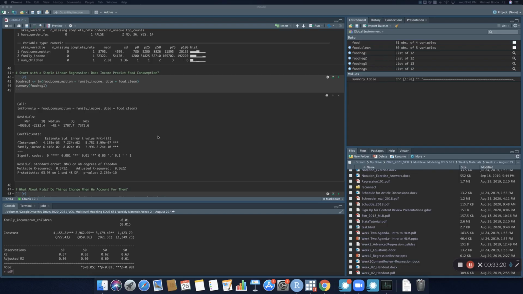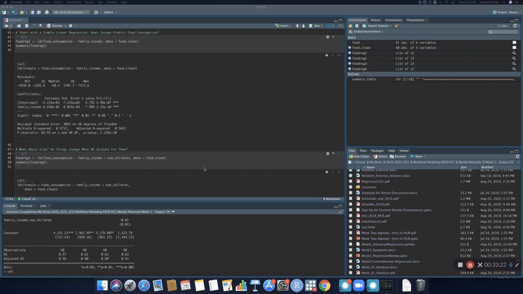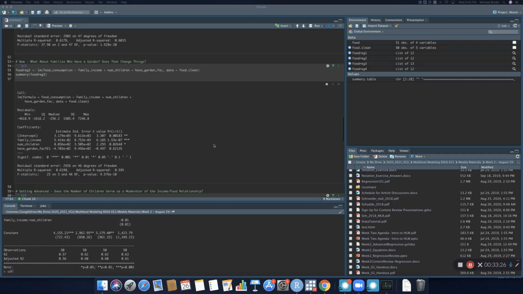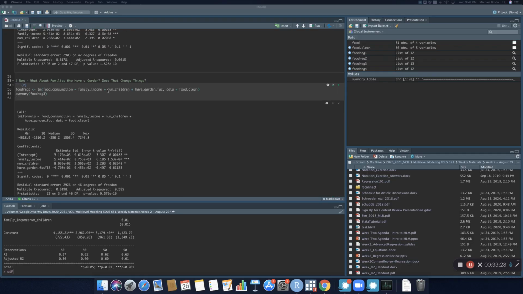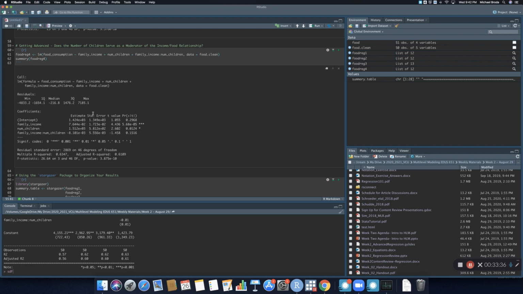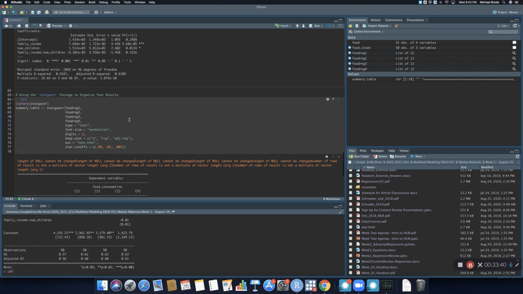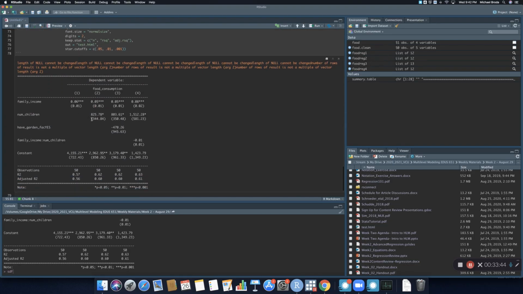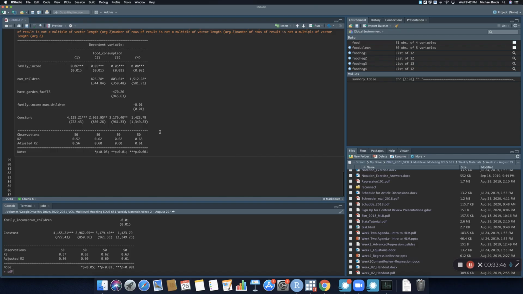So we started with a simple linear regression. We added variables to create a multiple linear regression. We added continuous variables like number of children. We added categorical variables like have a garden. And then we even tested a moderator or interaction effect to see how that worked too. And then we wrapped it all up by using the Stargazer package to create a super cool summary.